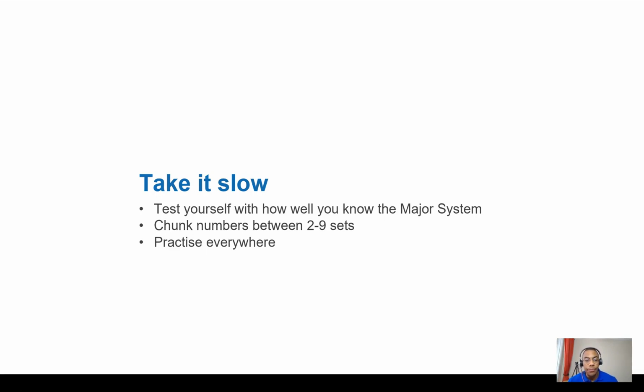So take it slow at the beginning. Test yourself with how well you know the major system first. Do this for the next couple of days. Simply go about, and when you see the time, be like, okay, what would that be? That would be an N, that would be an L, or 4, R, and work like that. So once you are really confident that that's become semantic, so remember semantic memory, that's cement, something that's just hardcore facts. Then get used to chunking numbers between sets of 2 to 9 using the chunking method.